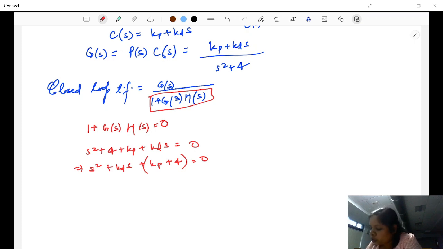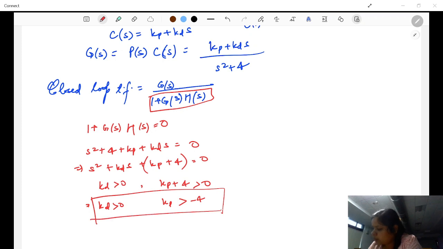So you see the coefficient of s square is 1 and it is already positive. So Kd should be greater than 0 definitely, and Kp, sorry, not Kp, Kp plus 4 should be greater than 0. That means Kd should be greater than 0 and Kp should be greater than minus 4. And in this way, the system can be stabilized.